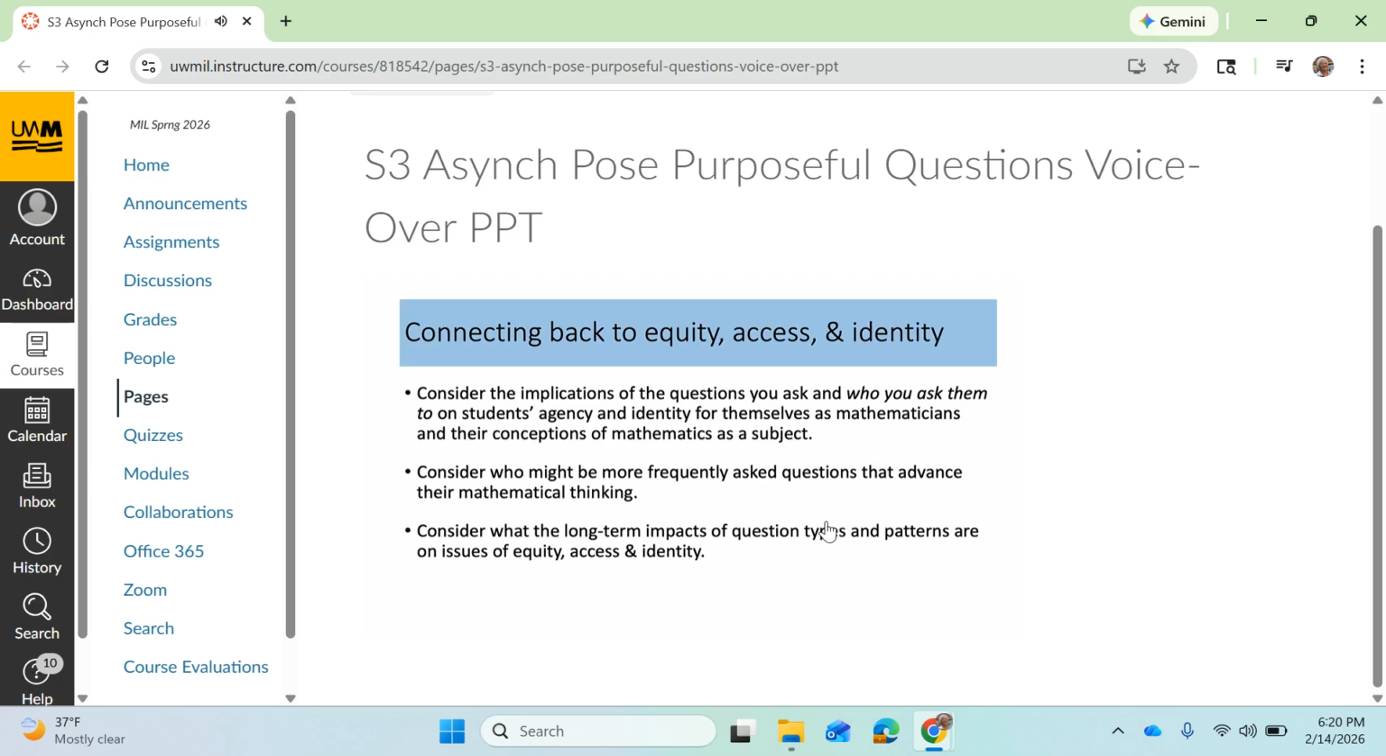As you connect back to equity, access, and identity, we want you to consider the implications of the questions you ask and who you ask them to on students' agency and identity for themselves as mathematicians and their conceptions of mathematics as a subject. Consider who might be more frequently asked questions that advance their mathematical thinking, and consider what the long-term impacts of question types and patterns are on issues of equity, access, and identity.